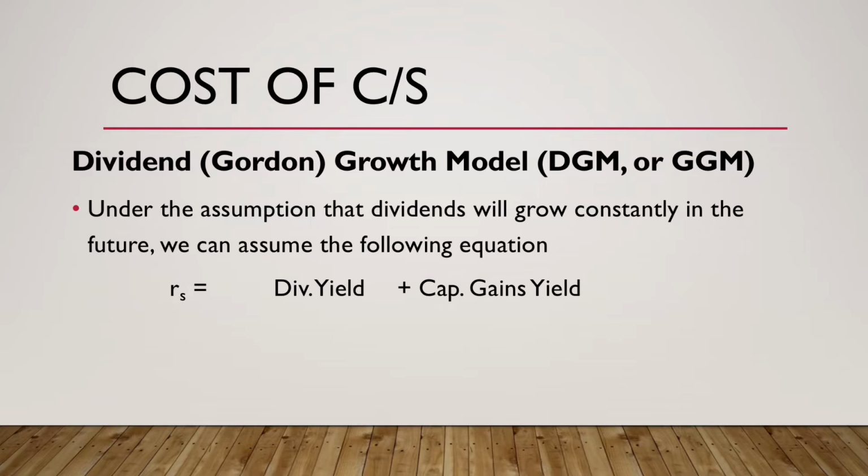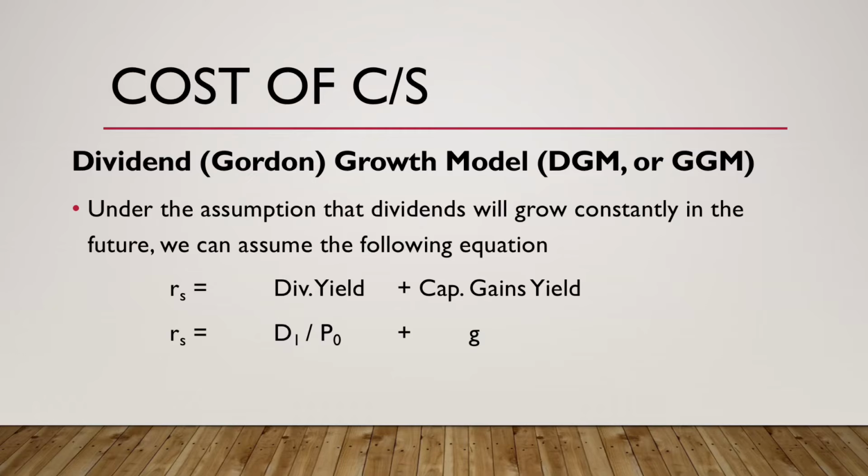R sub S is equal to dividend yield plus capital gains yield. Basically, if you are a bondholder, you expect to receive interest. If you are a preferred stockholder, you expect to earn dividends. But for a common stockholder, there are two ways in which you can earn from your investment. You can earn by receiving dividends, hence we have the dividend yield, and you can also earn through the increase in the stock price, which is represented by the capital gains yield.